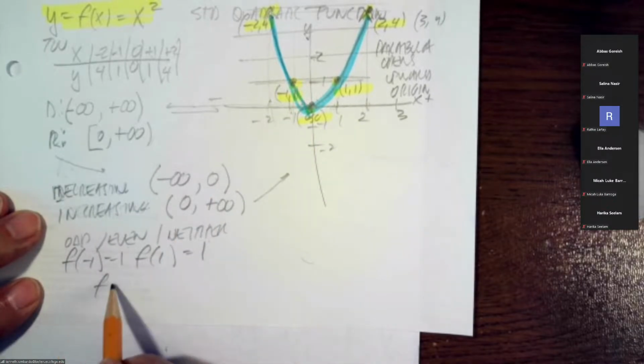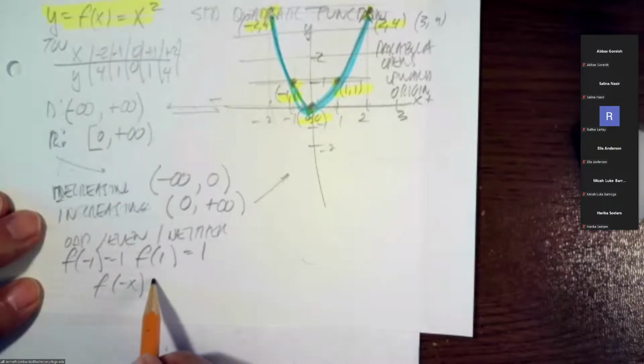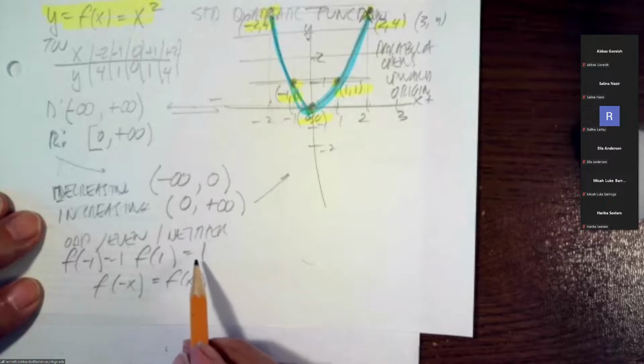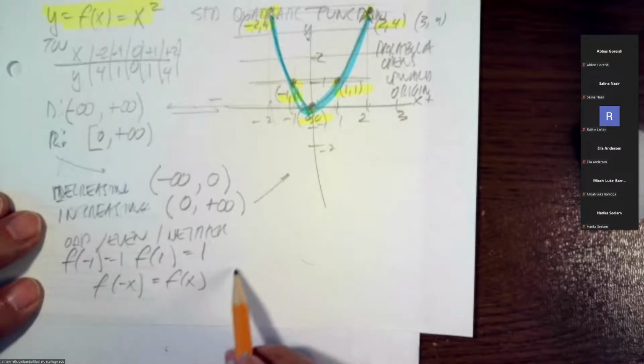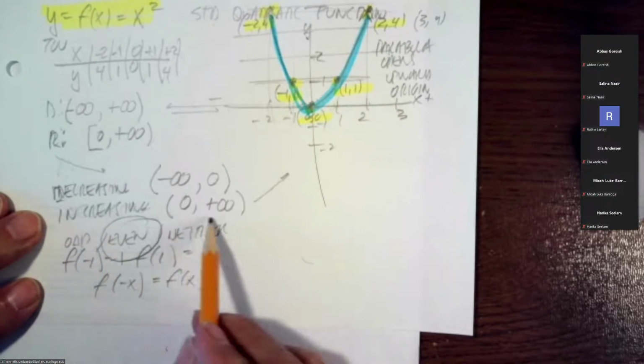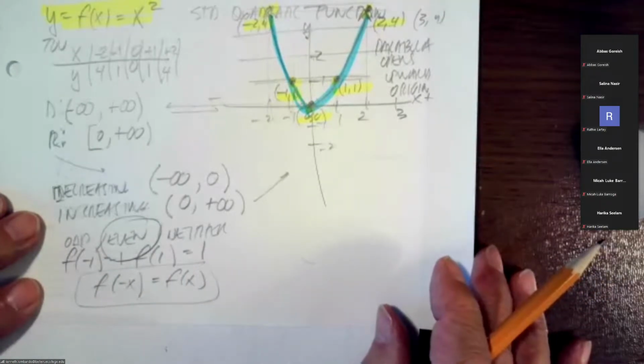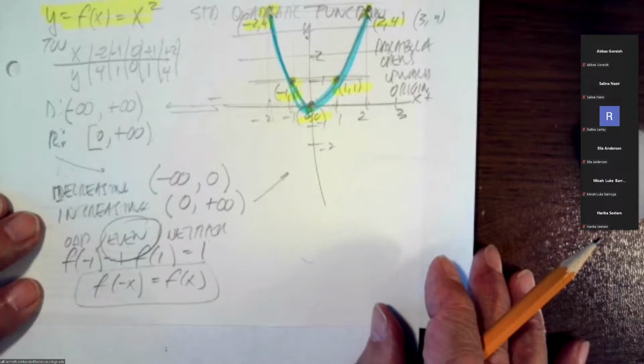So that says f evaluated at negative x equals f evaluated at x. And we said that was even, didn't we? So it's an even function because of the way we're defining even and odd. That makes sense to everybody? Questions?